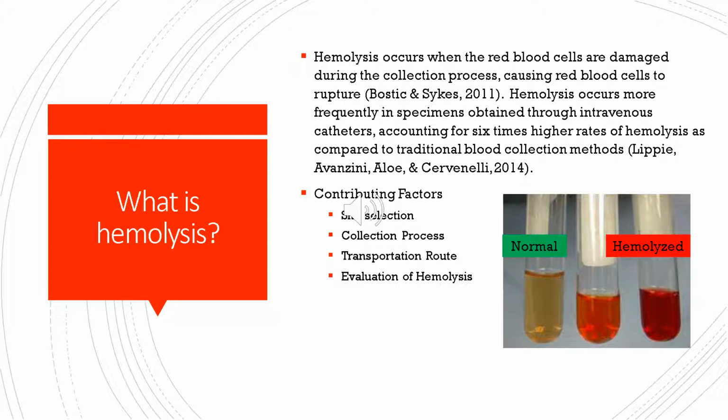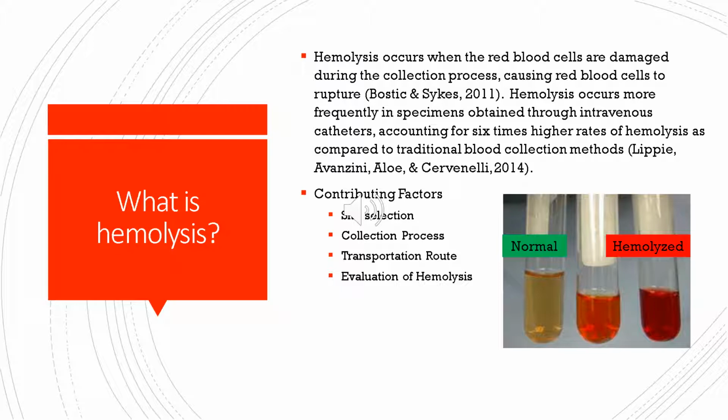Secondly, let's look at the collection process. So blood collection utilizing intravenous access increases the risk of hemolysis by 6 times. In addition, there are other factors in the collection process that can affect hemolysis. For example, not letting alcohol dry, not utilizing a needle that is too big, too vigorous mixing or inverting of the tubes, as well as leaving the tourniquet tool on too long.